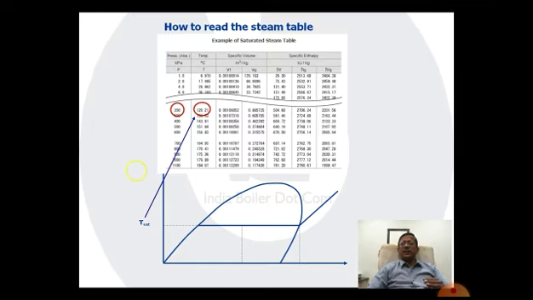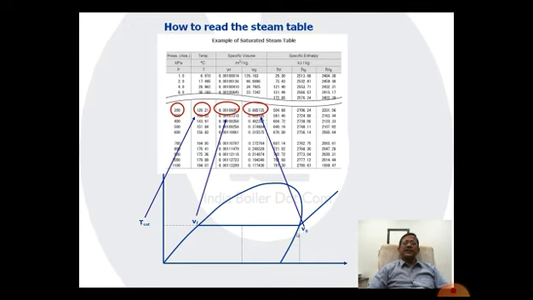Specific means volume per kg, right? The first column is this one. This is the specific volume of the saturated water, that is the water at saturation temperature. And the next column, which is denoted by Vg, is the specific volume of the saturated steam, dry saturated steam, right? The next three columns would be for enthalpy.